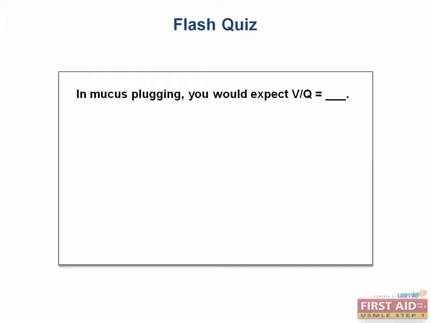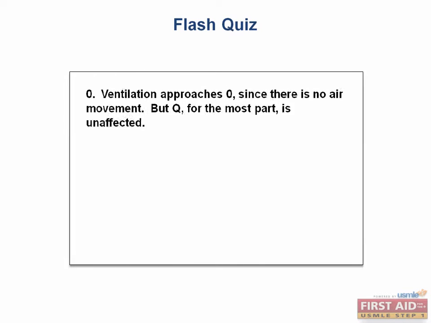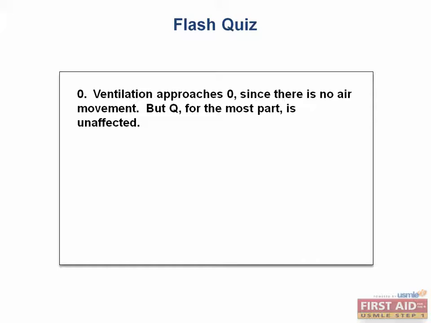Flash quiz. In mucus plugging, you would expect the VQ ratio to be 0. Ventilation approaches 0 since there is no air movement, but perfusion for the most part is unaffected.